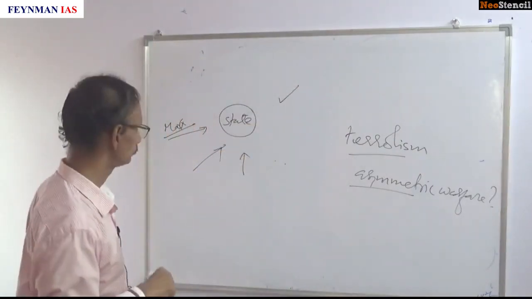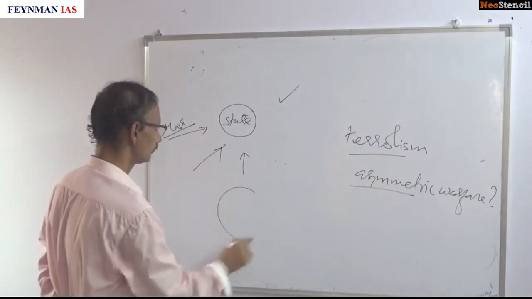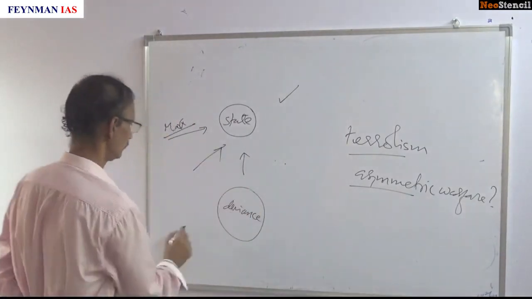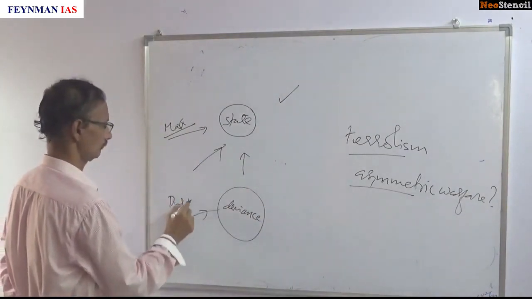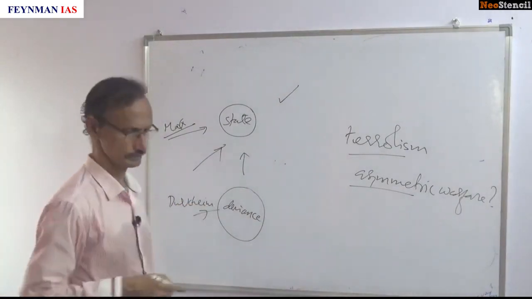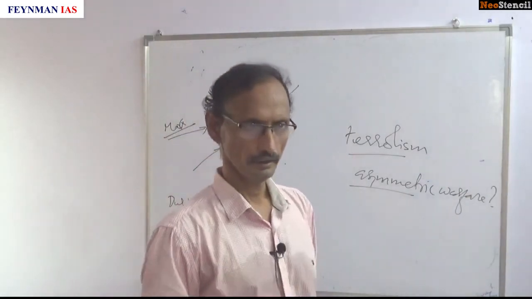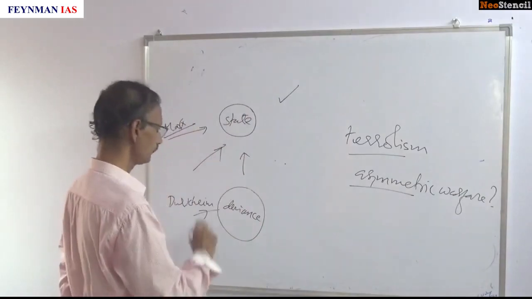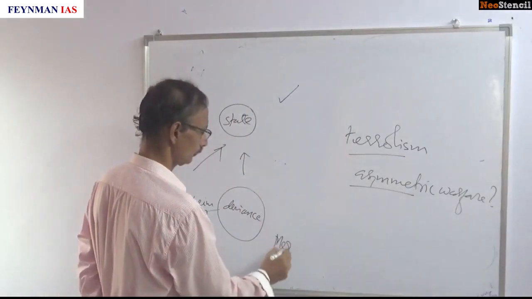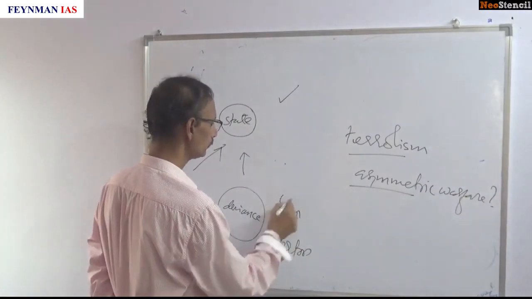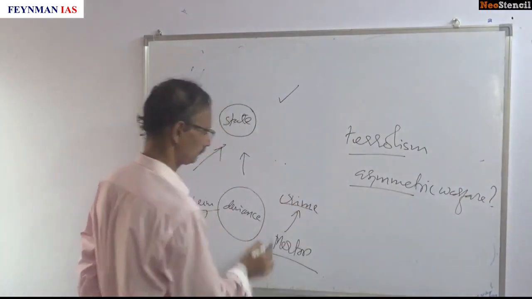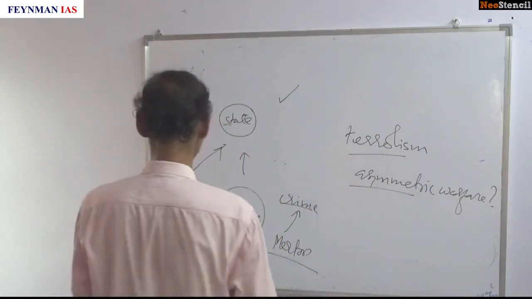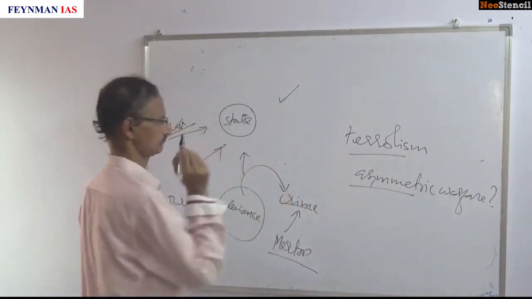And then somebody said something about deviance, Durkheim. Deviance. And Durkheim's concept of deviance is modified by Merton, linking it to crime. So deviance becomes crime.